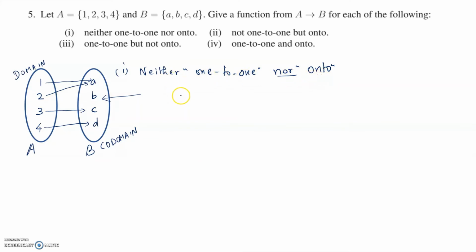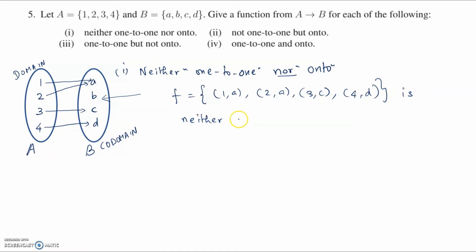So you can define the function f as the set {(1, a), (2, a), (3, c), (4, d)}, which is neither a one-to-one function nor an onto function.